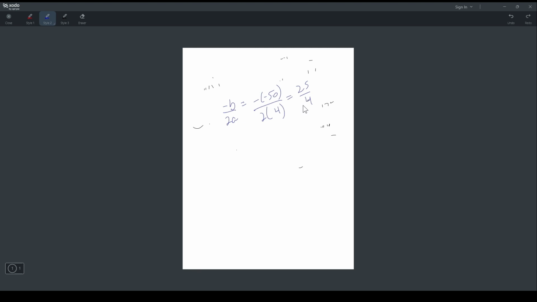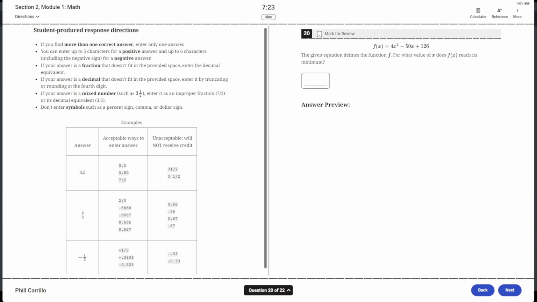For what value of x? So this is the x, 25 over 4, right? Righty. Okay, back to this. 25 over 4. They accept improper fractions, right? Yes, they do. Next.